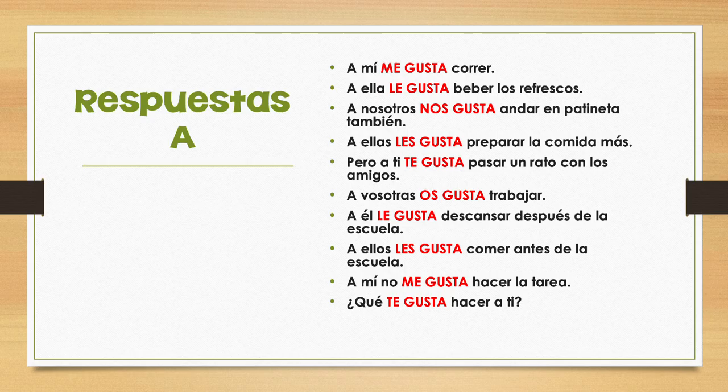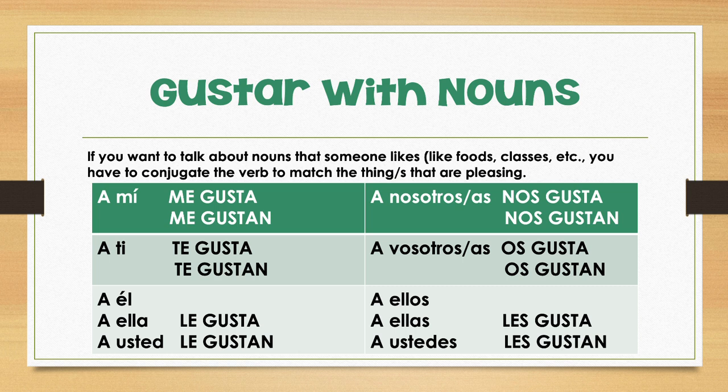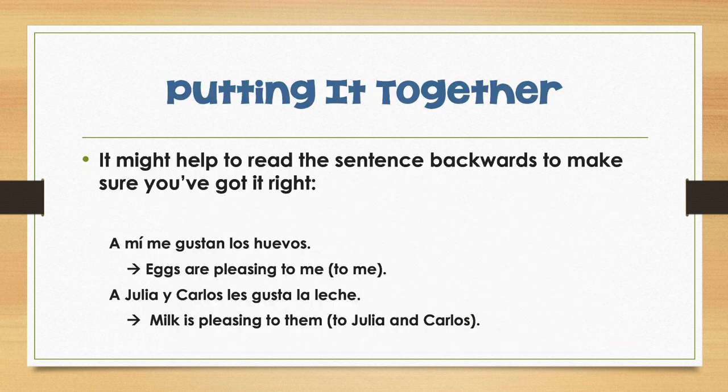All right, so that's what it's like if we're using gustar to talk about a verb that we like to do. But we can also use gustar to talk about nouns that we like. Then it gets a little trickier because it matters whether it is a singular noun, like I like pizza, pizza is pleasing to me, or if it's a plural noun, like dogs, I like dogs, which means dogs, plural, are pleasing to me. So we're going to start with the same concept, a mí me, a ti te, a él, ella, or usted le, a nosotros nos, a vosotros os, and a ellos, ellas, or ustedes les. But if the thing that's pleasing to us is singular, we're going to use gusta. And if the thing that's pleasing to us is plural, we're going to use gustan.